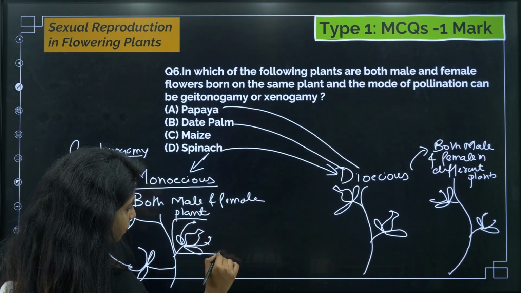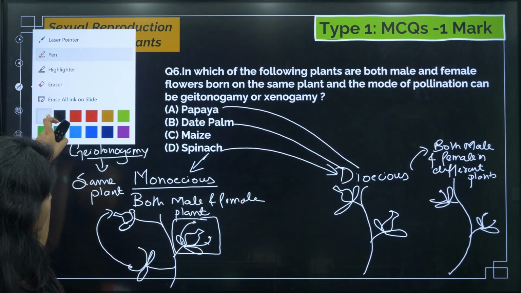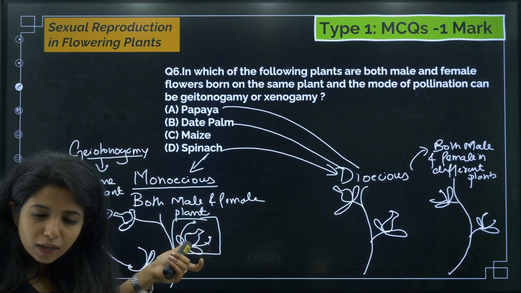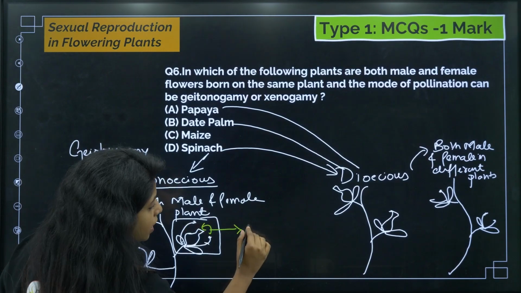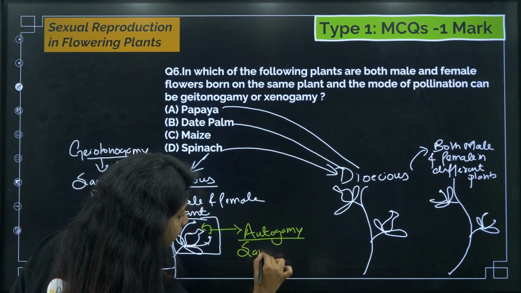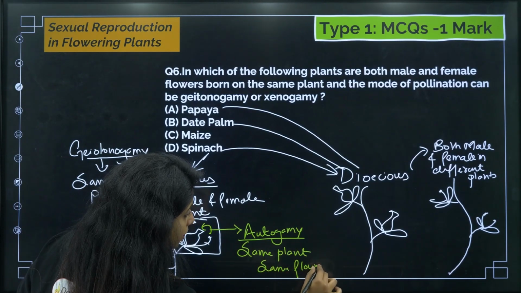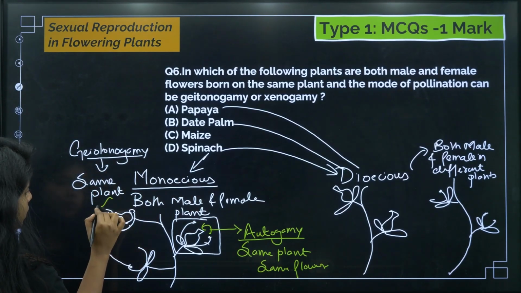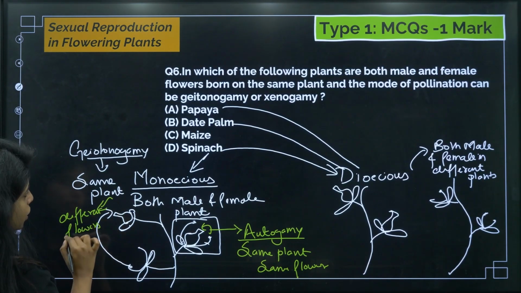If this is the condition, this is not geitonogamy. I don't want to confuse you, but for example, both male and female parts are there in the same flower itself. In this case, it can just directly go here. This process is known as autogamy, where it's the same plant, same flower. But in the case of geitonogamy, the plant is the same, but the flowers have to be different. Same plant, different flowers. That is known as geitonogamy.